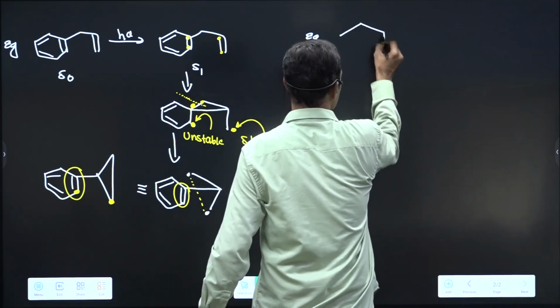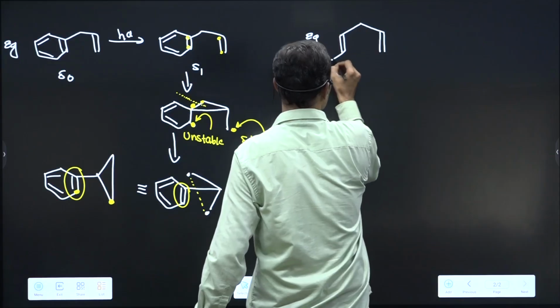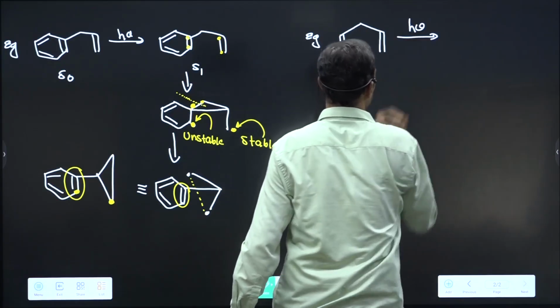So write the answer for this. Here a double bond and here I am writing 1 methyl. So photochemical, what is the answer? Dipyromethane.